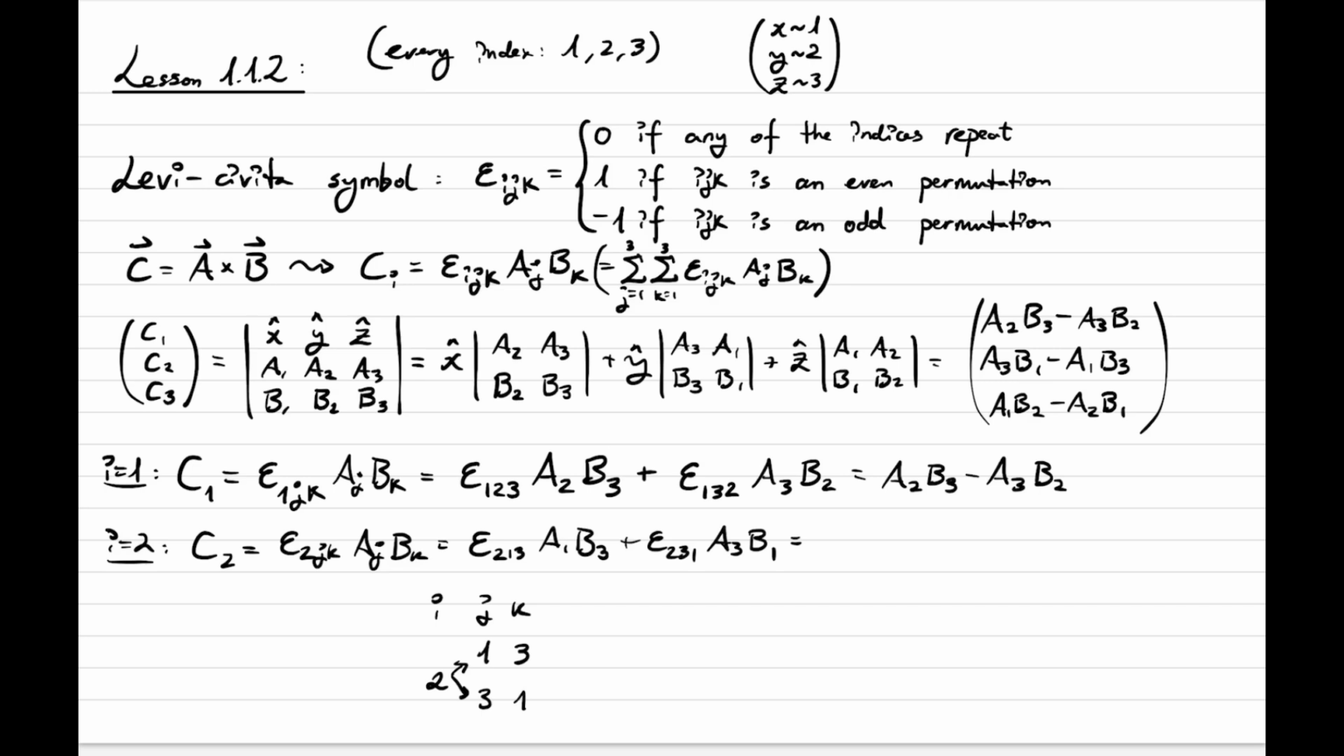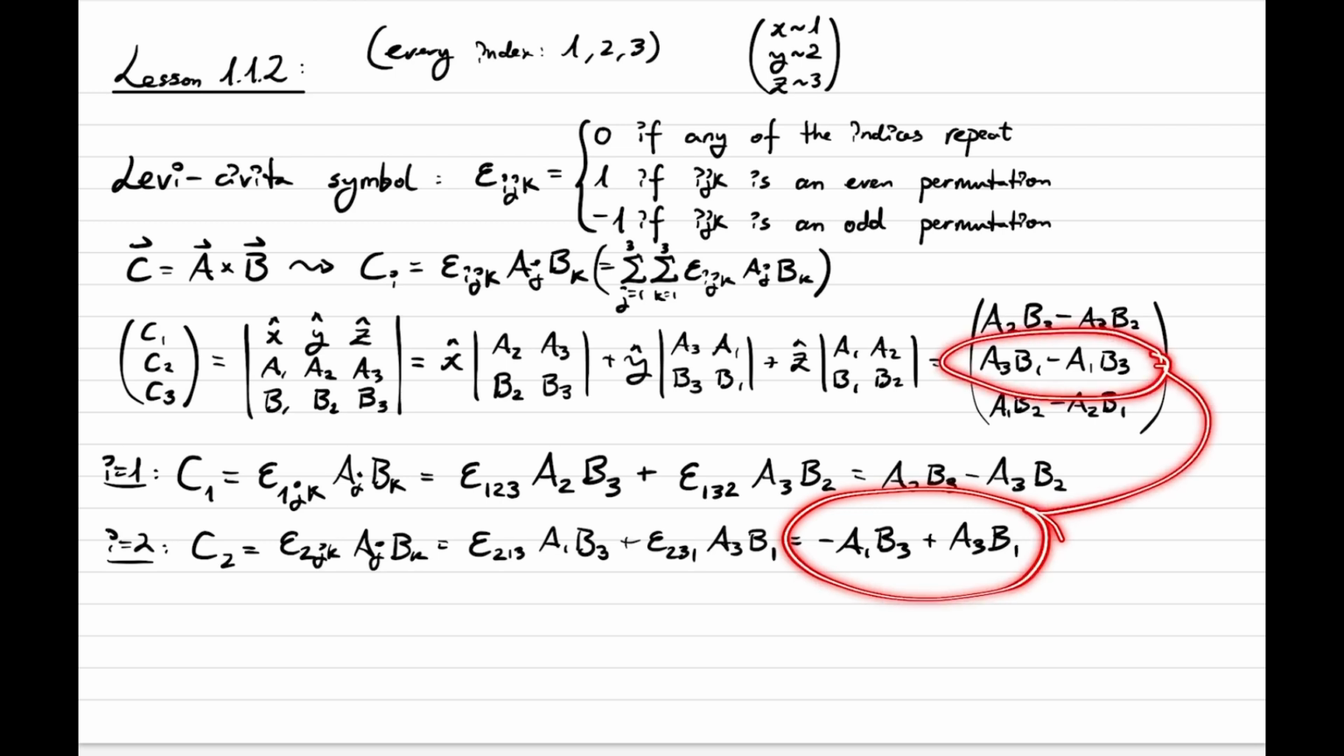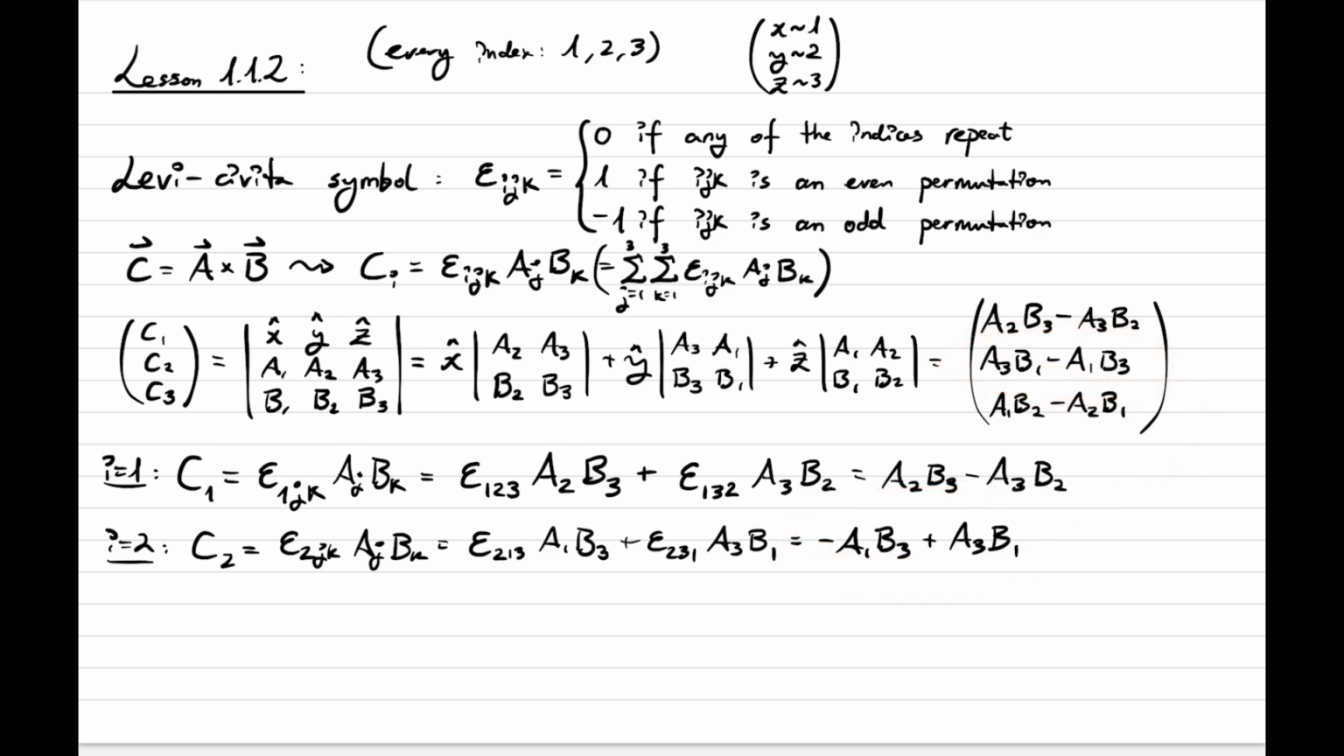And by knowing the even and odd permutations, we see that this first one is an odd permutation, so it's going to be minus a_1 b_3, and this is an even permutation, so this is going to be plus a_3 b_1, and you can check that this is in fact the same component as this one. We have minus a_1 b_3 plus a_3 b_1, and now we are going to do the last one.